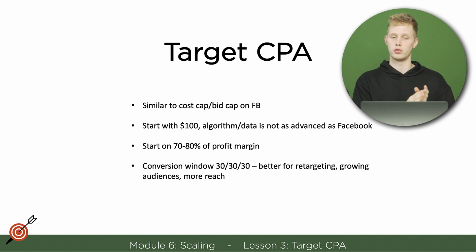But it's also important to know, of course, what we're going to put the target CPA on. And what I always like to do is start with a CPA that is 70 to 80% of your profit margin. Pinterest themselves even suggest to go a little bit lower, but we've seen the best results this way, and you can always decrease your CPA. And finally, the conversion window settings should be on 30, 30, 30, because that way it's better for retargeting, to grow the audiences and to reach more people.